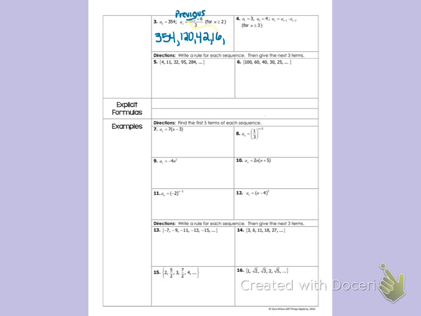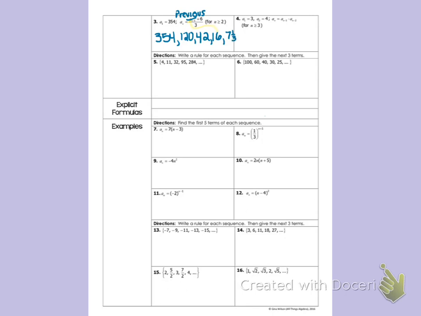So now I'm going to take that 16. I'm going to add 6, which is 22. But this time when I divide by 3, that's not going to come out nice. That's 7.3 repeating. So I could either write it as 22 thirds or 7 1/3. And that's the fifth term.